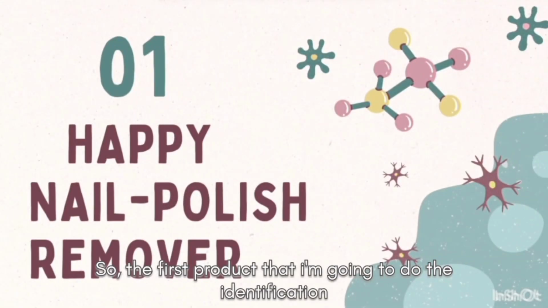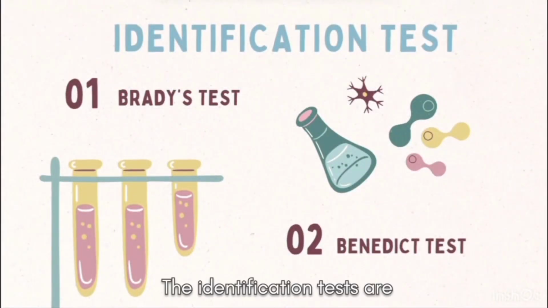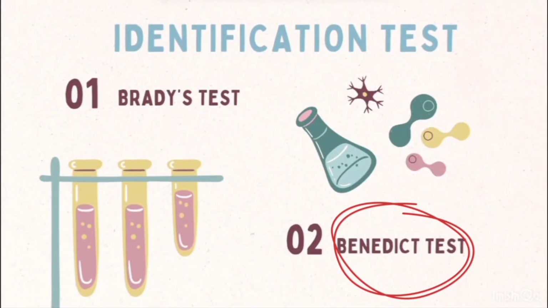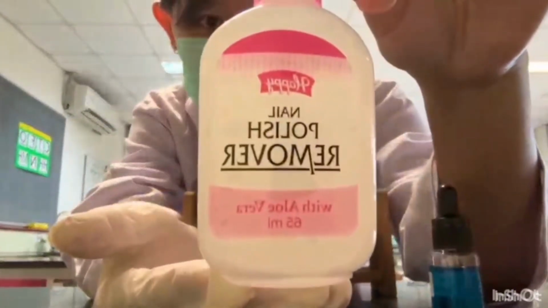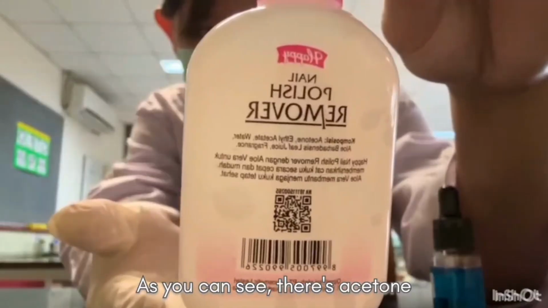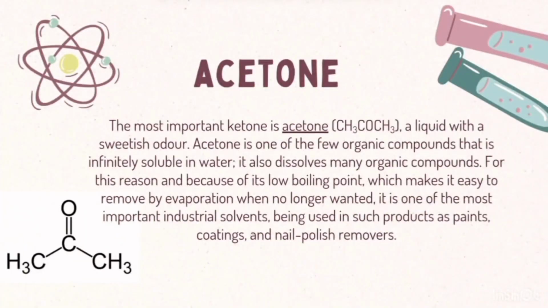So the first product that I'm going to do the identification test for the functional group will be the nail polish remover. The identification tests are Brady's test and Benedict test. As you can see, there is acetone in the composition list. The most important ketone is acetone, a liquid with a sweetish odor. Acetone is one of the few organic compounds that is infinitely soluble in water. It also dissolves many organic compounds.